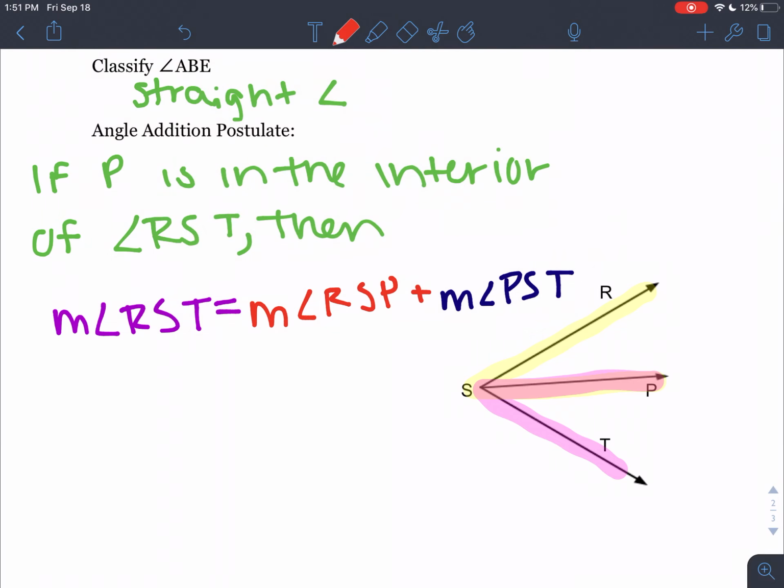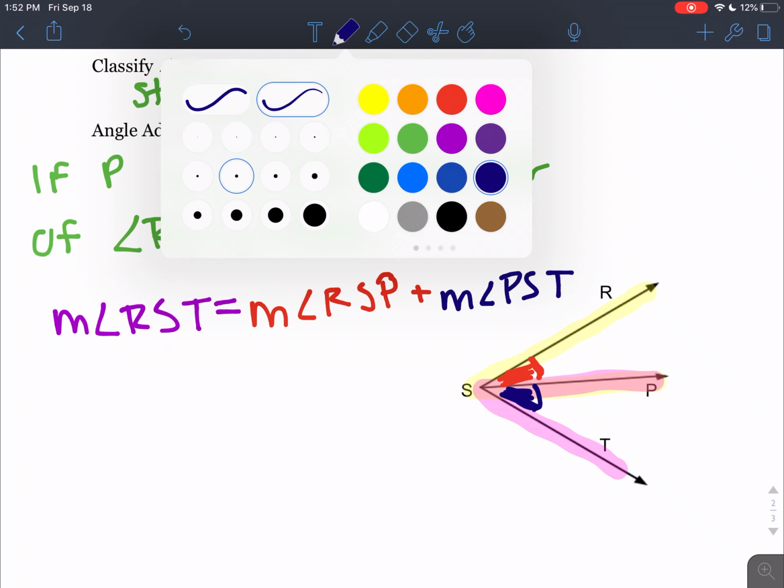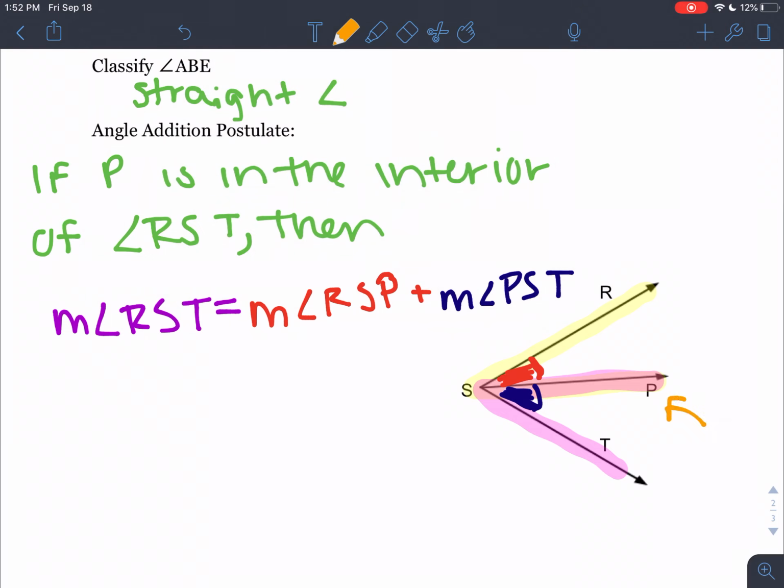So let's take a second to look at what that looks like. Let's identify what these angles are. Angle RSP is this red one right here. And angle PST is this blue one. The if statement, the conditional statement, is that P has to be on the interior of RST. And in this case, it is. It's chilling out right in the middle.